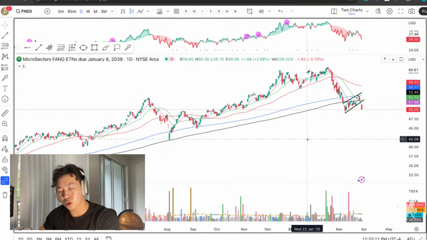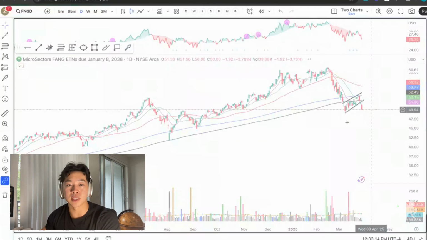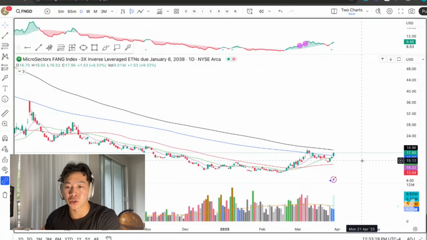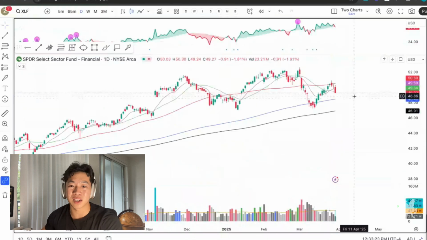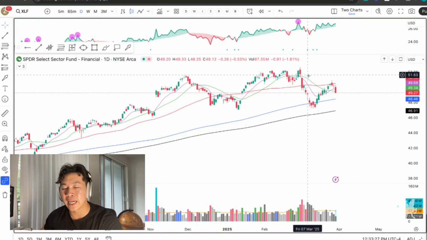So the other short, so we took FNGD, which is the inverse ETF, since we don't have marginable accounts for every client who can short stocks. So the other one was XLF. This is a different type of pattern. You could call it a bear flag, but it's more just a weak rally into a key area.